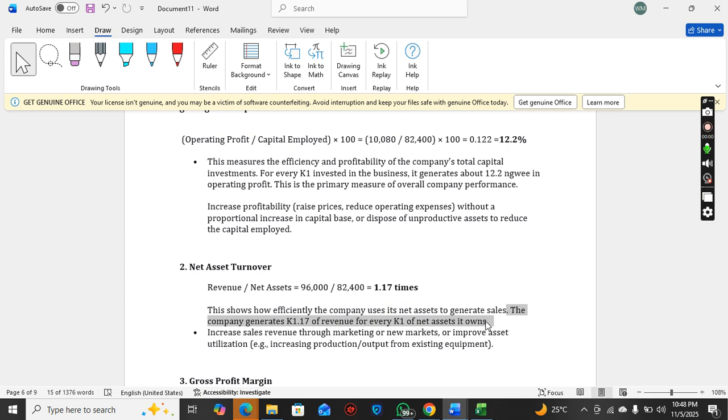For every 1 kwacha of the assets you own, you are generating 1.17 kwacha in terms of revenue. So think of it, that's how much revenue your assets are bringing you, in short.